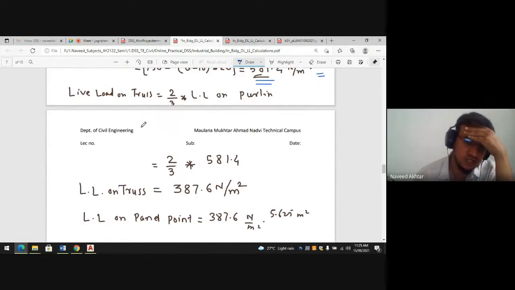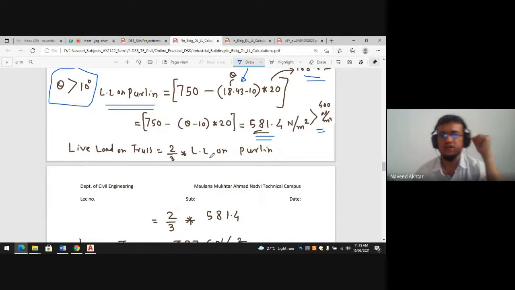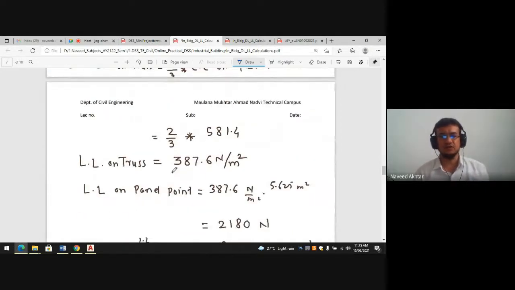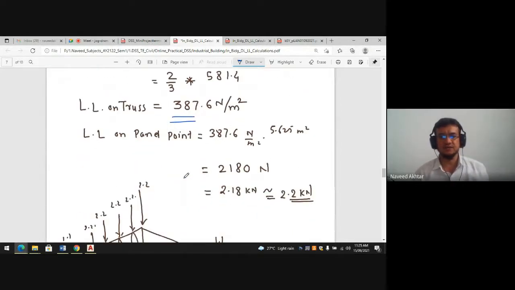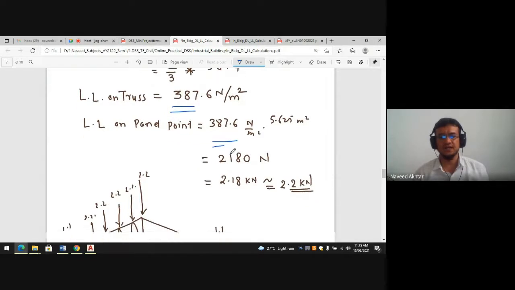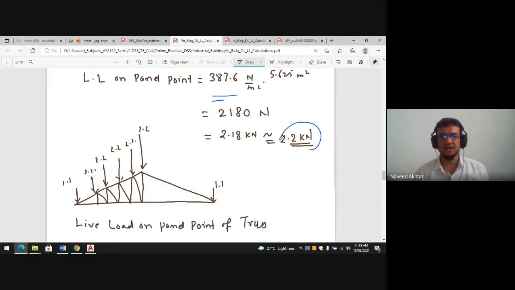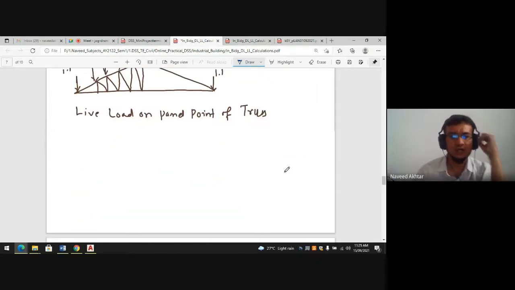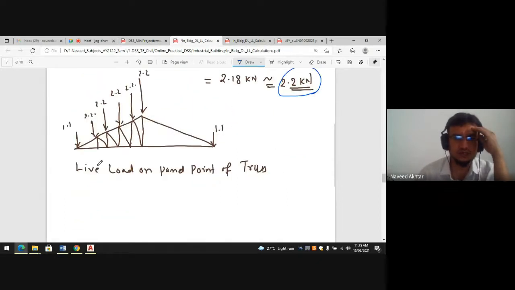So live load on truss is nothing but 2/3 of live load on the purlin. Then we find the live load on the purlin, then the live load on the panel point, and the live load on the panel point at the mid point is coming 2.2 kilonewton. That also we have drawn here.